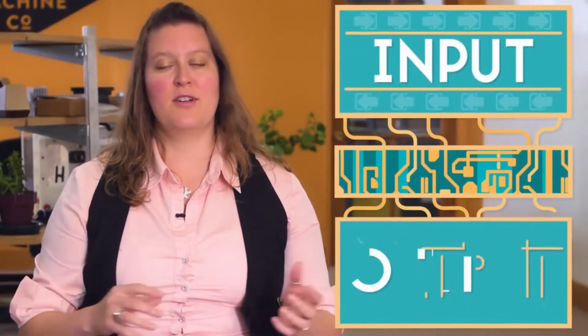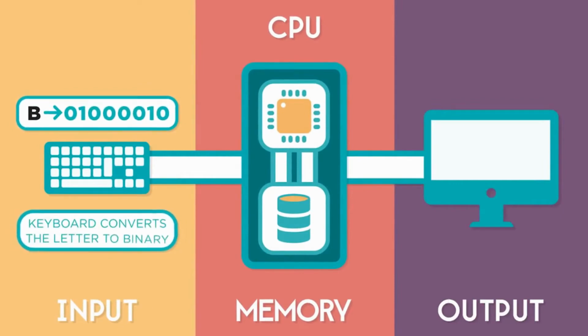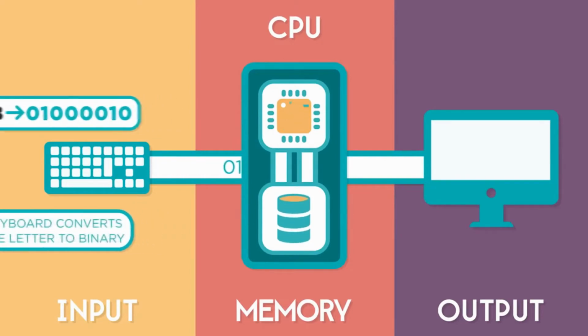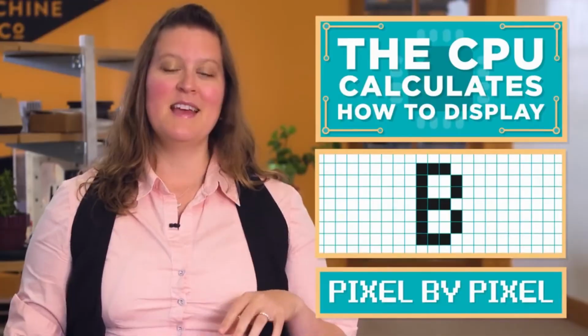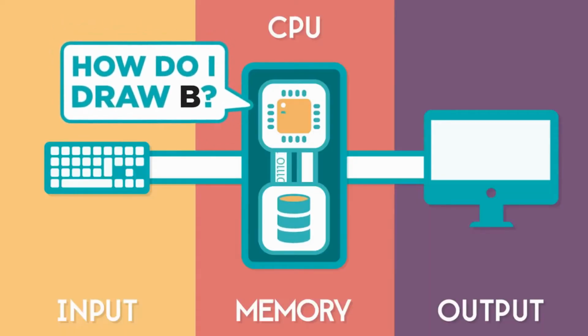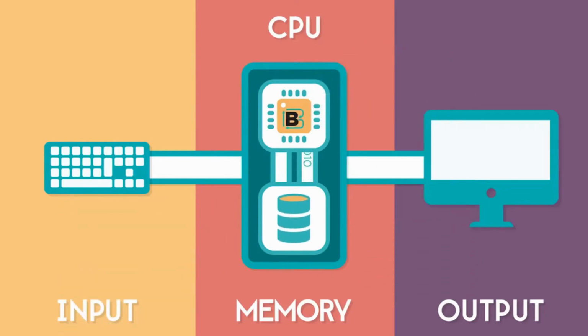Now let's look at a simple example of how input travels through a computer and becomes output. When you press a key on your keyboard, let's say the letter B, the keyboard converts the letter to a number. That number is sent as binary, ones and zeros, into the computer. Starting from this number, the CPU calculates how to display the letter B pixel by pixel. The CPU requests step-by-step instructions from memory which tell it how to draw the letter B. The CPU runs these instructions and stores the results as pixels in memory.